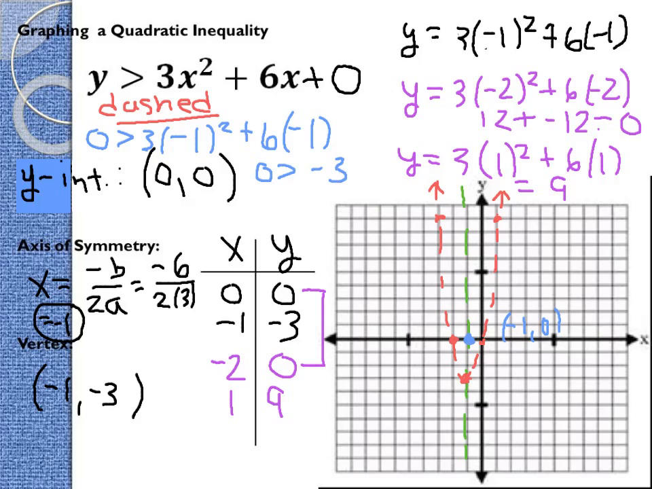Since 0 is in fact greater than negative 3, we have a true statement. And since this is a true statement, I graph in that region. So this tells me that the region inside here is included as part of my inequality. So all of this area here.